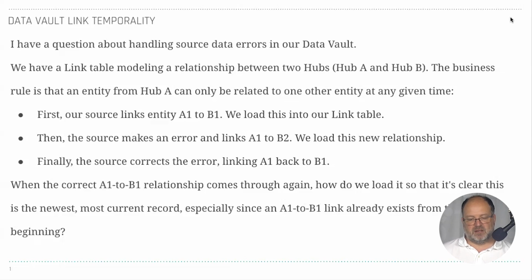How do we load it so it's clear this is the newest, most current record? Because when they load the same previous relationship between A1 and B1 again to the link, the link doesn't care, right? Because it knows this relationship already, and the link is a distinct list of all the relationships ever loaded into a data warehouse, right? So because the link knows this relationship between A1 and B1 from the past, it will not load a new record. It will not update the load date. There's no update on load date, right? So how do you recognize what the latest row is?